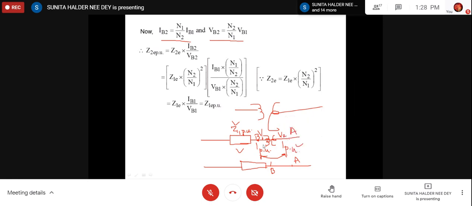But where the advantage is lying: when we are calculating, we have no need to bother about this ideal transformer, that is V1 and V2 are not same, and we have no need to bother about the Z1 or Z2, because Z1E and Z2E both in per unit system are same. Understood or not? Yes. Understood.